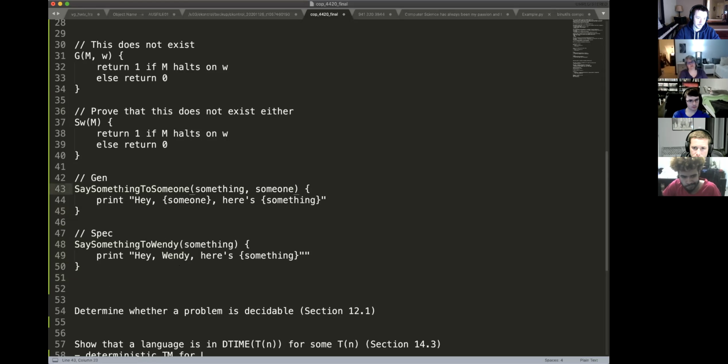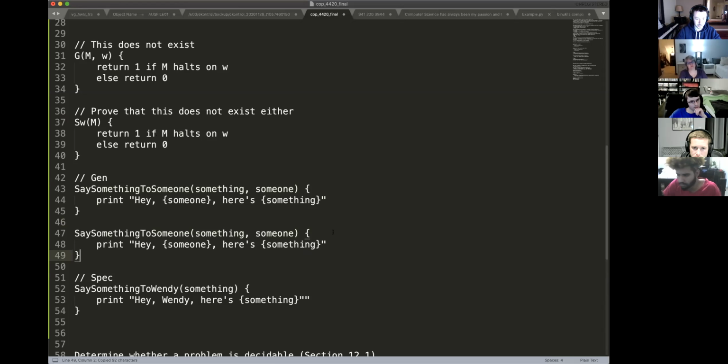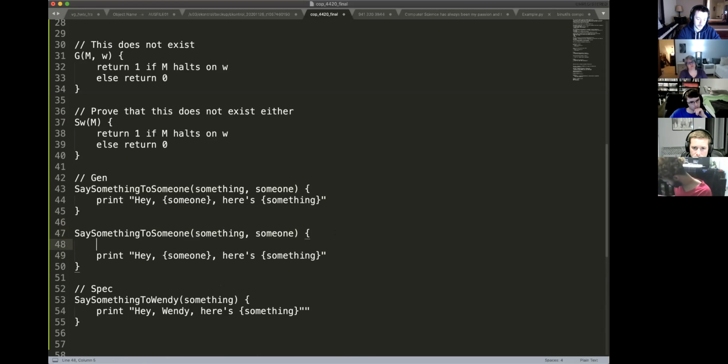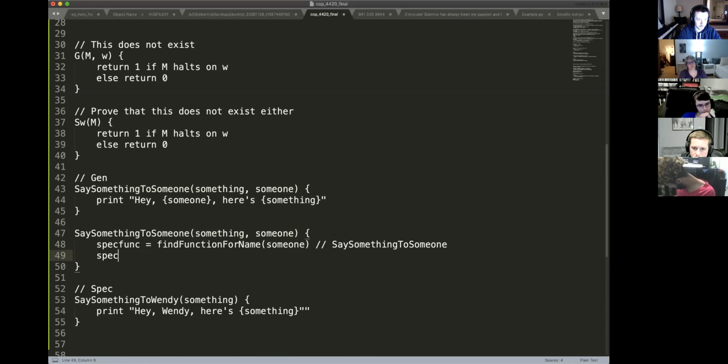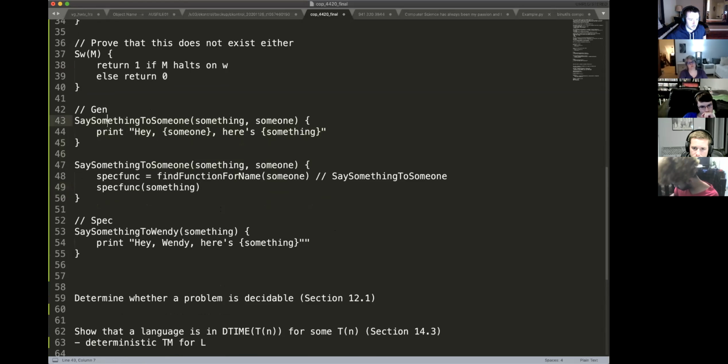All right, so in here, rather than doing this print, I can rewrite the same function. I'm going to keep the original code. And I can instead say spec function is going to be find function for name someone. Okay, this thing is going to return, say something to someone, right? Whatever the someone is. And then I'll basically call it spec func something. Right? Those 2 functions are identical.